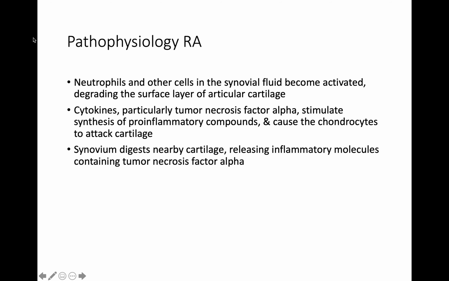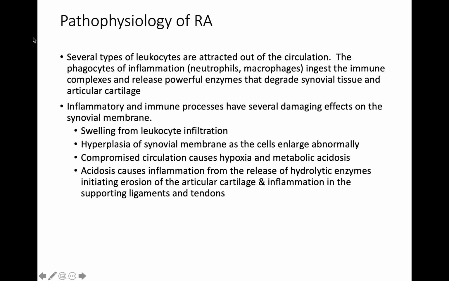Okay, and moving on with our pathophysiology of rheumatoid arthritis. Several types of leukocytes are attracted out of the circulation. The phagocytes of inflammation, which we've talked about over and over in different inflammatory problems: neutrophils and macrophages ingest the immune complexes and release powerful enzymes that degrade the synovial tissue and articular cartilage. Inflammatory and immune processes have several damaging effects on the synovial membrane.